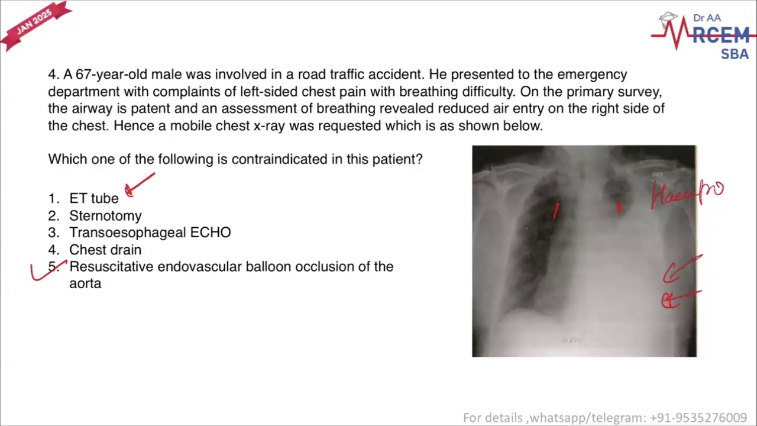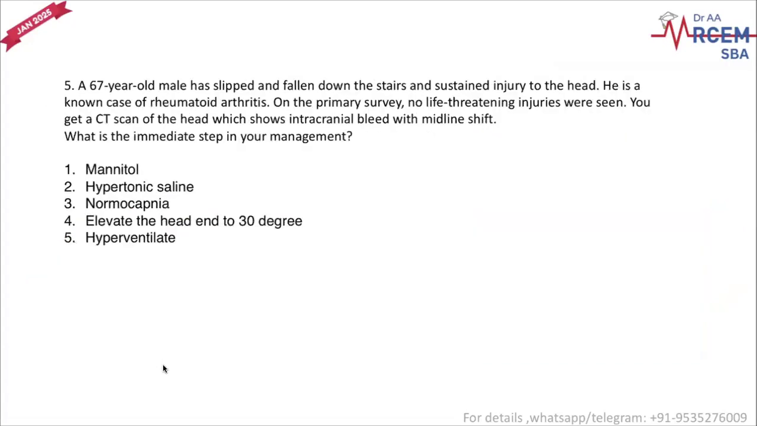An ET tube might be required if the patient is respiratory compromised and goes into respiratory arrest. Sternotomy, yes, might be required if a major artery is bleeding and you want to rectify it. If you want to confirm whether an aortic disruption is present, transesophageal echo might be helpful in the circumstances. If it's just a hemothorax, then a chest drain will be required in these patients. So all of this might be required in this patient, but REBOA is not required. That's why the right answer is REBOA, the fifth one.